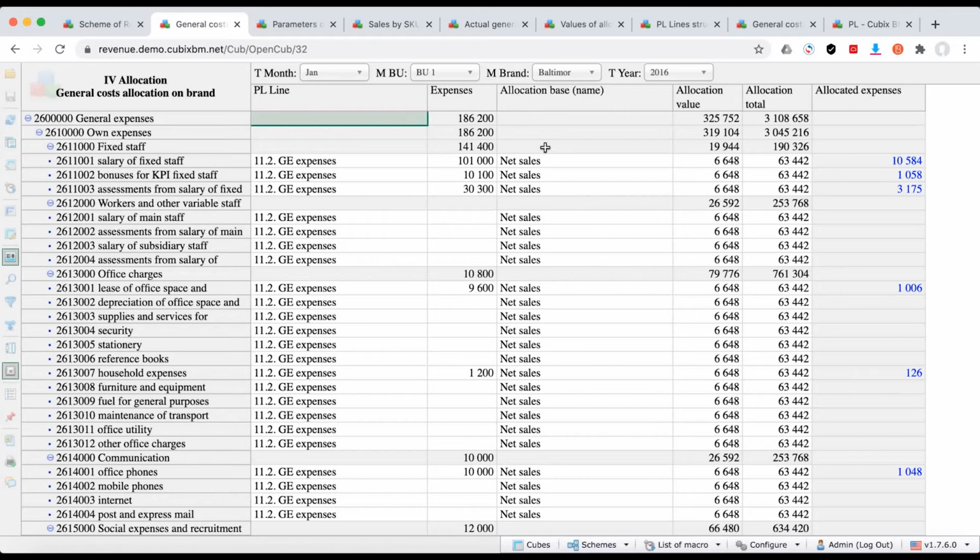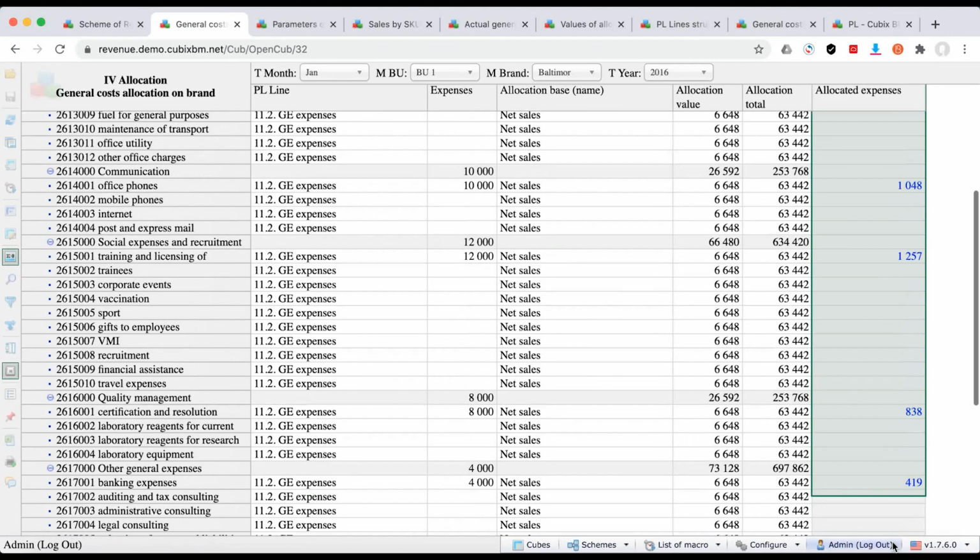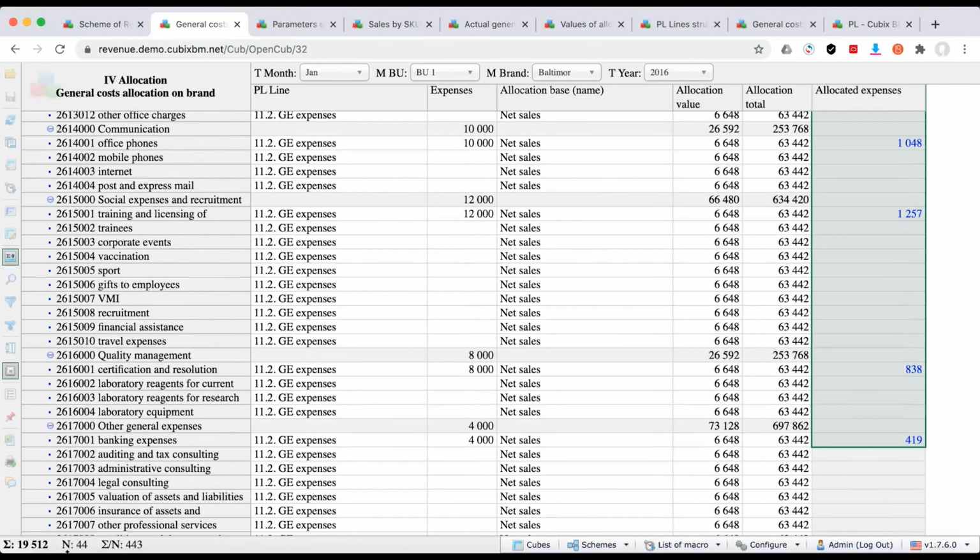Now, I think that all preparations are made, and we can allocate general costs on brand. We see that household expenses for business unit 1 in January could be allocated to general expenses in profit and loss statement by the base of net sales. And then, if we sum all the allocated expenses, we see that the sum is equal to 19,512.